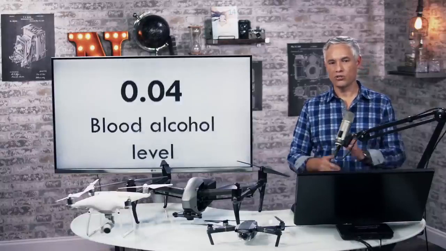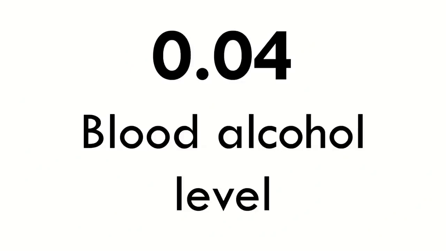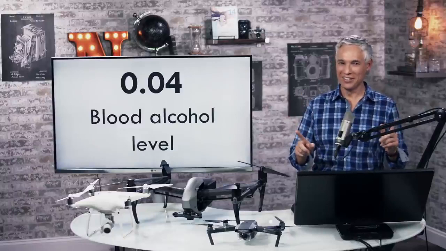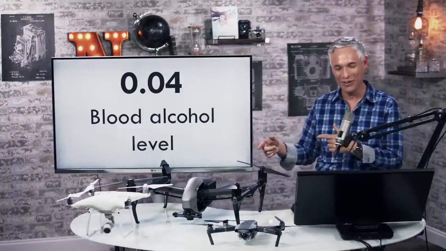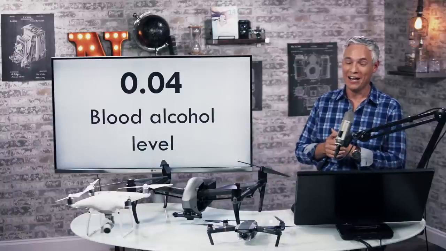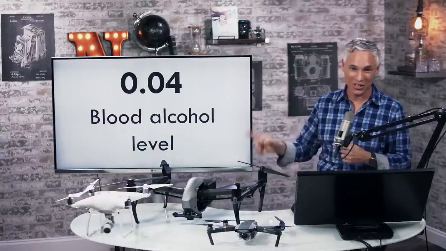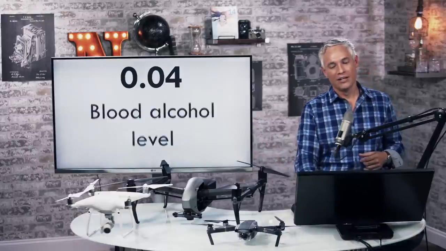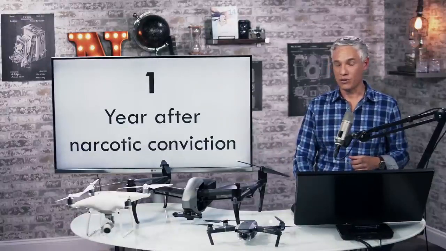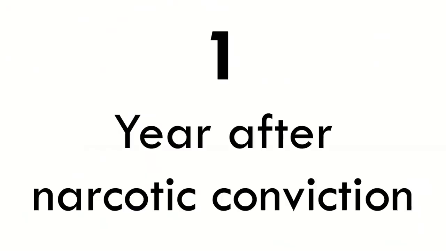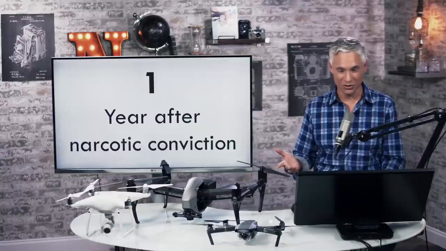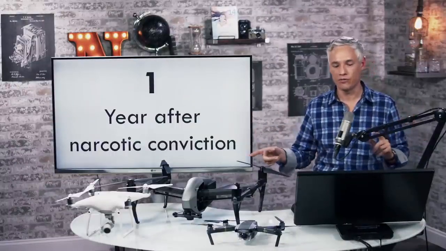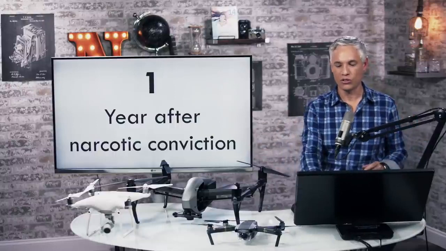Another number you need to know, 0.04. That's the legal blood alcohol level. Maybe 8 hours ago, you got super tanked, and then 8 hours later, you still have a 0.05 blood alcohol level. First, my hat's off to you, but you still can't legally fly that drone. You got to wait for your BAL to come down a little bit. And if you get convicted of some sort of narcotic thing, like you're growing marijuana or something, you have to wait 1 year after that final conviction. Not when you get arrested, but your final conviction. 1 year. That's the number I want you to know.